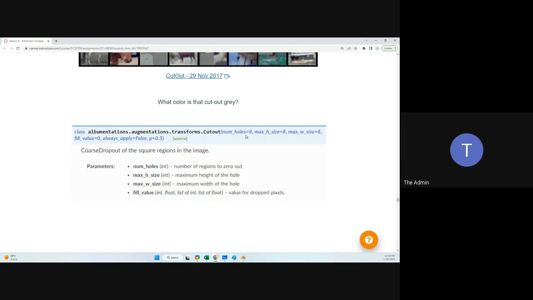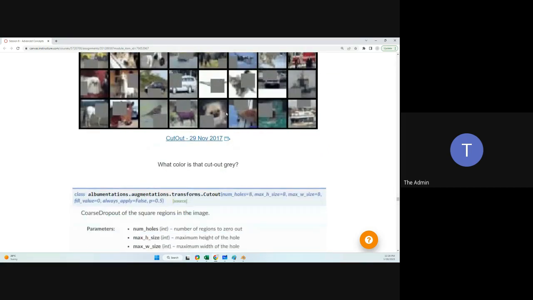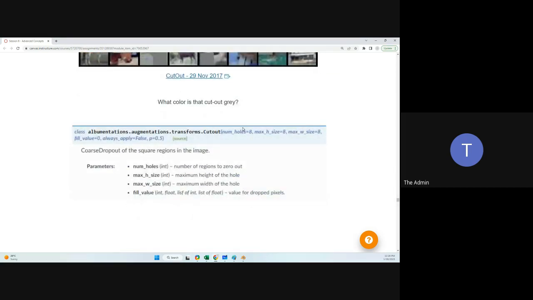Number of holes, you can decide to go with more than one cut also. This is a default which is there. I do not recommend this. Whenever you are going to be submitting any assignment, I want the number of holes to be equal to 1. I want the max H size and max W size to be 50% of the size of the image. And I want the fill value not to be 0, but equal to what? Mean of the data set. Now, always apply equal to false. So there's a probability of 0.5 you're using here. All right. So those are the numbers you're going to use.